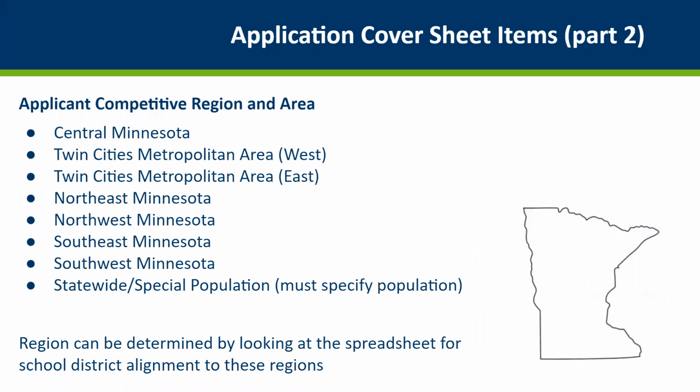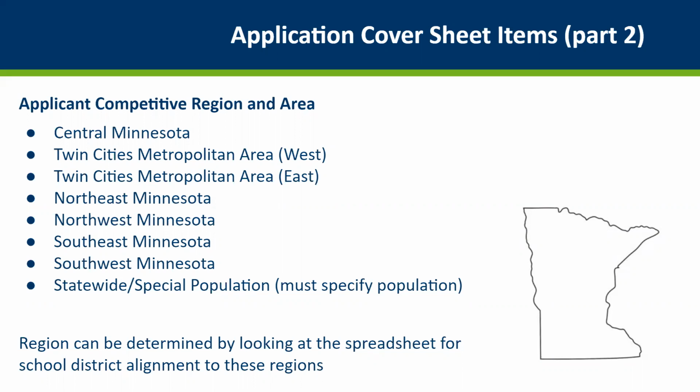Another thing that grantees will need to do on this cover sheet is to indicate which region of the state you are applying to serve an area within. So we have divided the state into a number of different regions. Here in the state of Minnesota, we organize our statewide adult education system geographically so that we can ensure to the greatest extent possible that individuals all over the state have access to adult ed services. So we are asking you in this application to identify which of these regions you are located within.